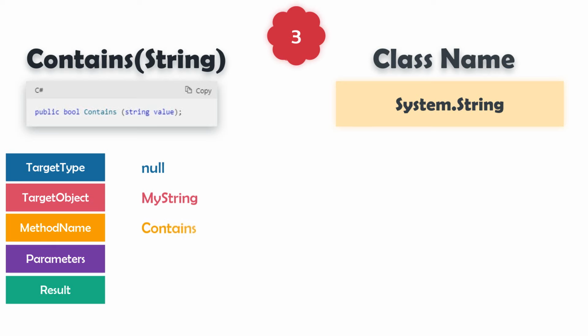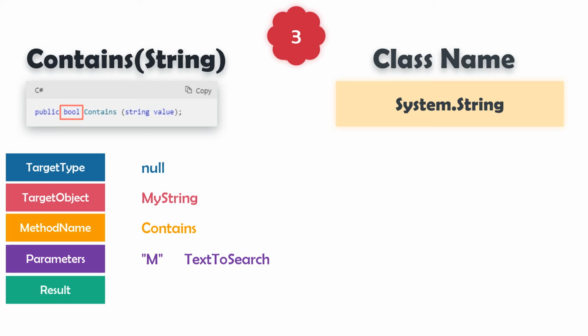Then we write the method name. After that we add the parameters. We have only one parameter of type string. So we add here again the text directly, or we use a variable. For example, I want to check if the variable my string contains the letter M. And we have here an output of type boolean.